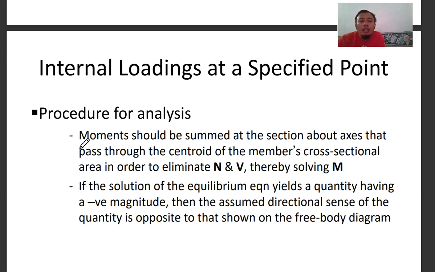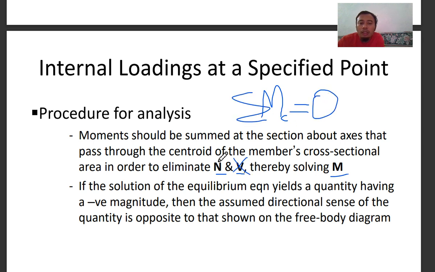And then moments should be summed at the section about an axis that passes through the centroid of the member's cross-sectional area in order to eliminate normal and shear forces, thereby solving M. So you take moment at the point, for example, point C. So take summation of moment at point C, get 0, so you can cross out the shear force and normal forces. So you can find M. So you can solve for M at point C, for example. So you take the moment here, so you can cancel out V and N.